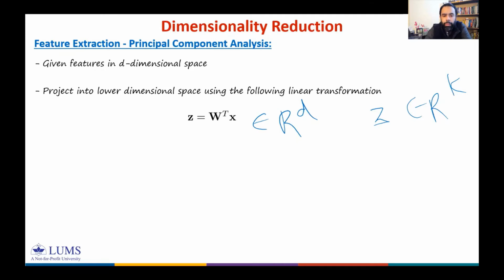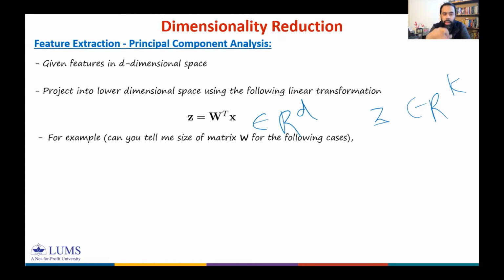What about W? W is a matrix, right? And you are multiplying X with W transpose. So in fact, the transformation is defined by W transpose. Can you tell me the size of matrix W for the following cases?